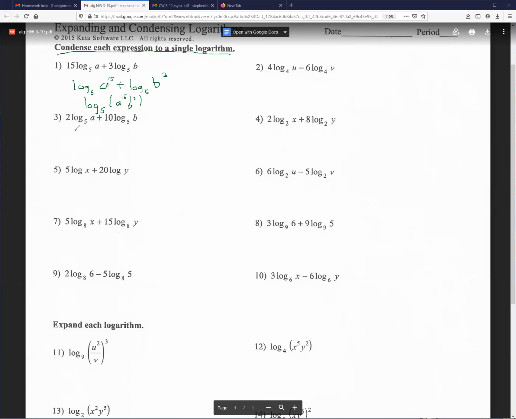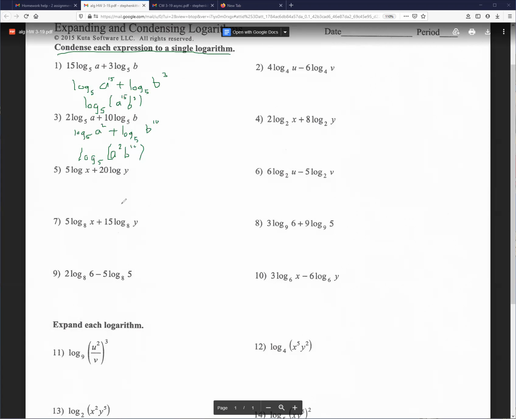Doing the one right below it. Log base 5 of a squared plus log base 5 of b to the 10th. And then again, add on the outside means we're going to bring them together. Log base 5 of a squared b to the 10th on the inside of our logarithm. And that is how we write it as a single log.